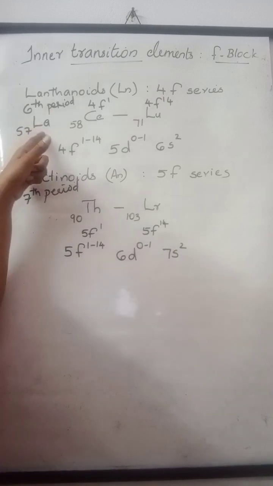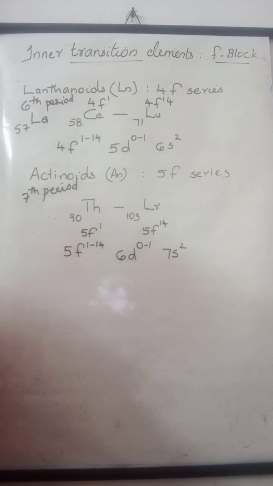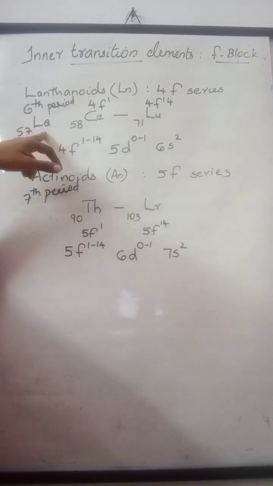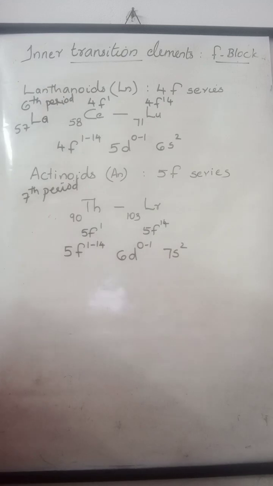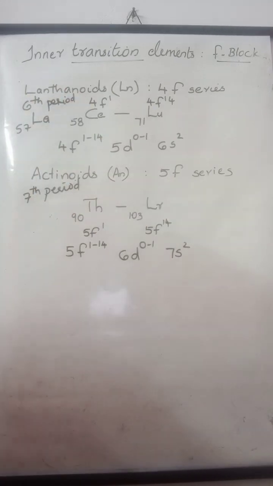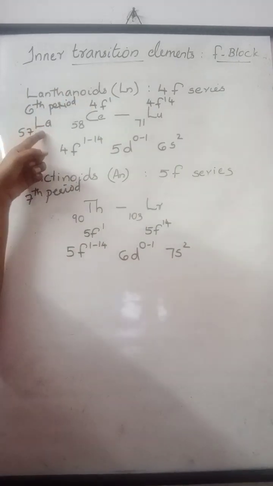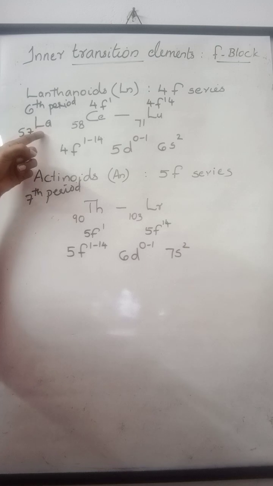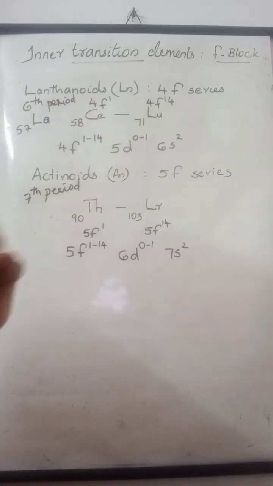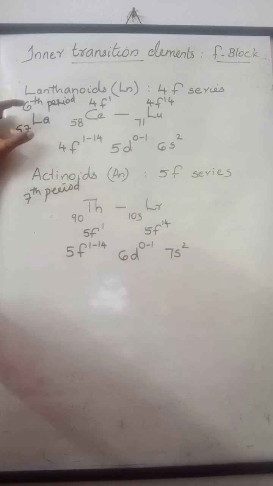The study of lanthanum is also done along with lanthanoids, because lanthanum resembles lanthanoids in its properties. So the chemistry of lanthanum is also included along with the study of lanthanoids. Even though lanthanum contains no 4f electron, it resembles the lanthanoids in its properties, so we study its properties along with the lanthanoids.